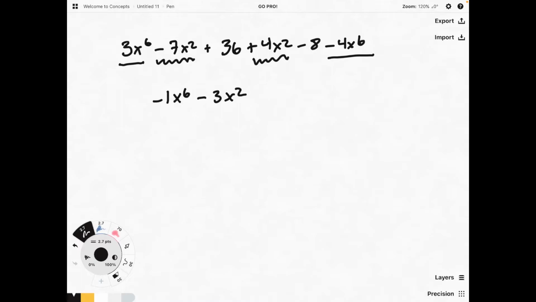Okay. Now what we want to do is look for the remaining thing that we have, which is a 36 and an 8. And so we have a positive 36 and we have a negative 8. So we're going to take 8 away from 36, and we are going to get 28.